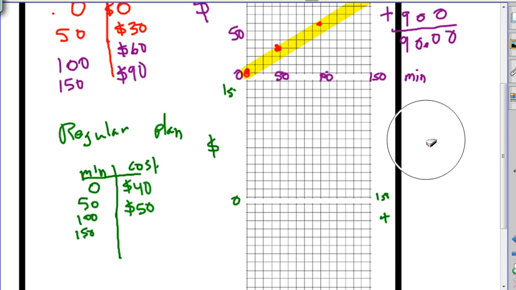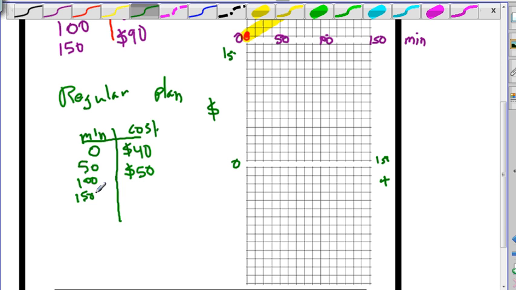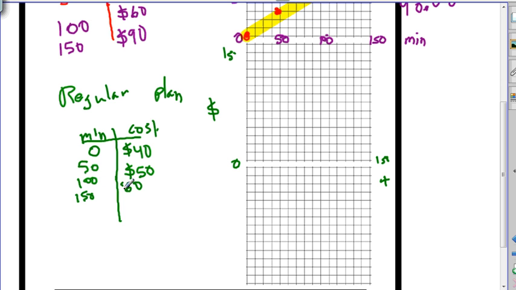All right, can you guys pause this video right now and try to finish up the regular plan for 100 minutes and 150? Remember to add $40 every time you multiply the minutes by 0.20. Welcome back. If you want to check your answers real fast, you should get $60 for the 100-minute one, and for 150, you should get about $70, okay? Remember, you need to multiply 0.20 times 100, and then add 40. You need 150 times 0.20, and add $40, okay?